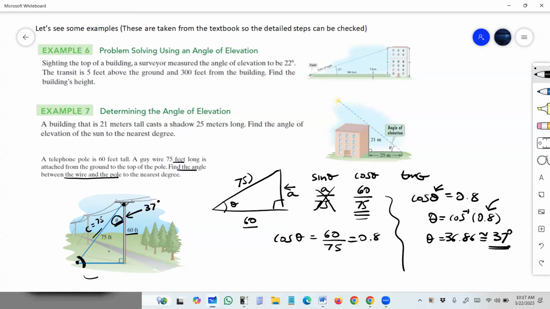Okay, so two types of applications using the angle of elevation and or depression. And sometimes we may need to find a value. And in this case, we needed to find the angle using the inverse property.